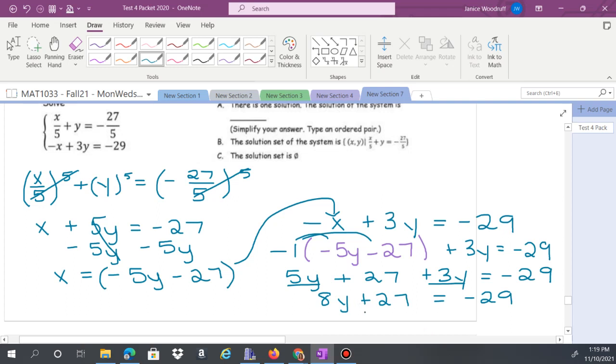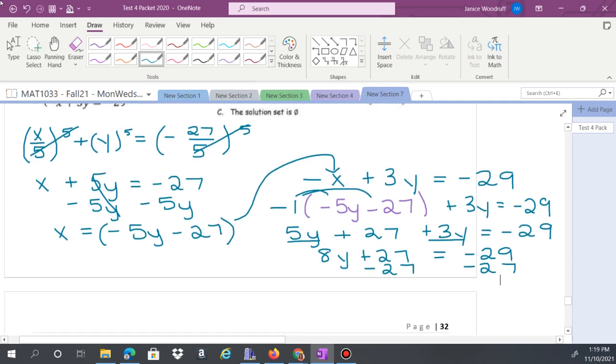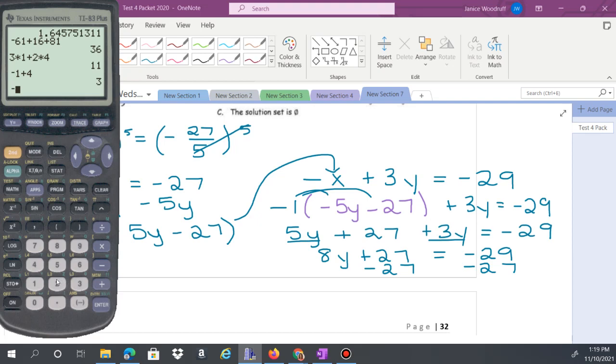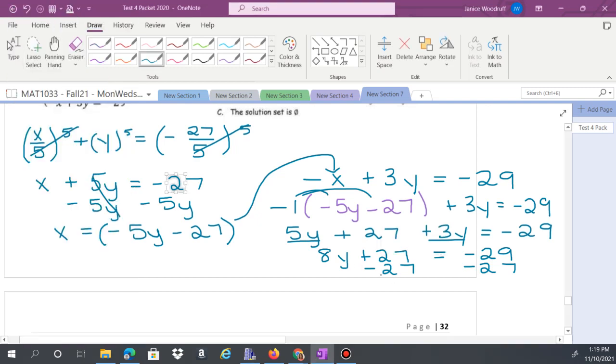Then I'll take the 27 and I'm going to subtract it. And I believe that gives me a negative 56. Let me check. Yeah, negative 56. So I get 8y equals negative 56. And then I'm going to divide by 8. So I'm going to get y equals negative 7.